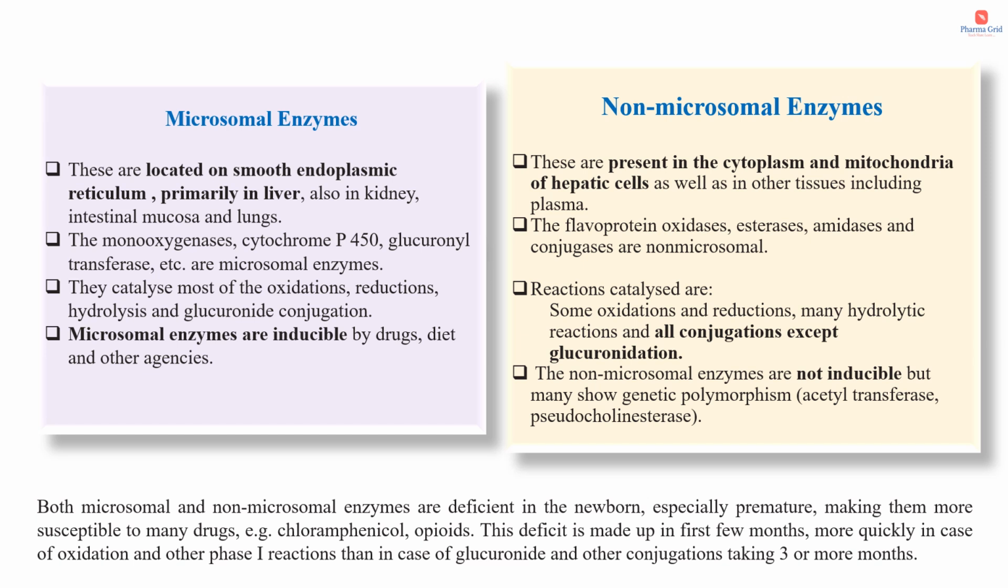So we have already said that the drug metabolizing enzymes are divided into two types, that is microsomal and non-microsomal enzymes. These microsomal enzymes are present in the endoplasmic reticulum of the hepatocytes, whereas these non-microsomal enzymes are present in the cytoplasm or mitochondria of the hepatocytes, and these microsomal enzymes catalyze most of the oxidation, reduction, hydrolysis and glucuronide conjugation.